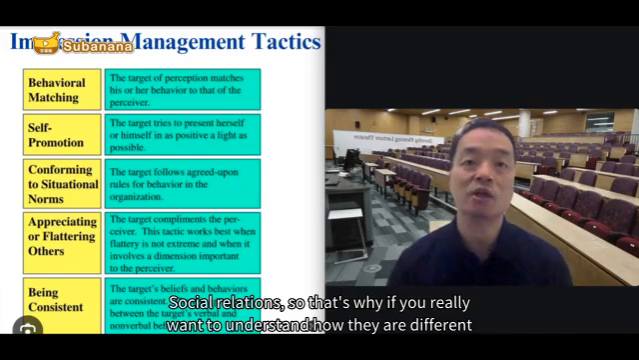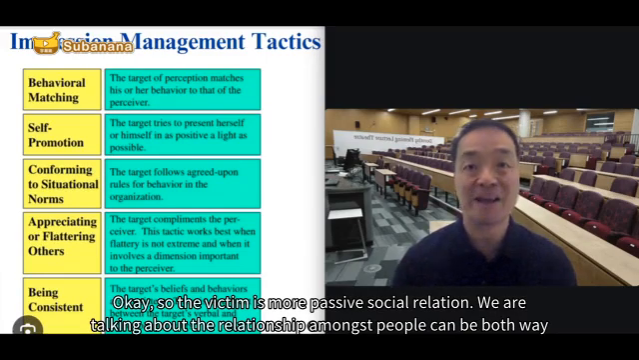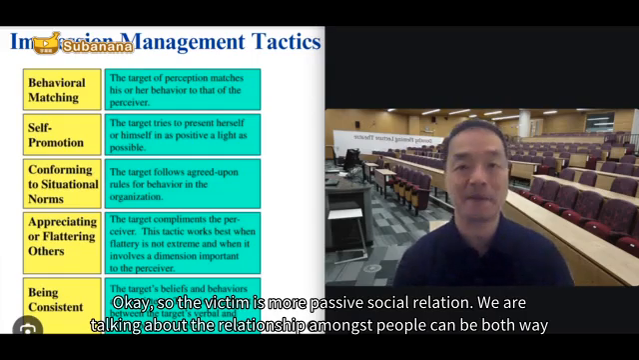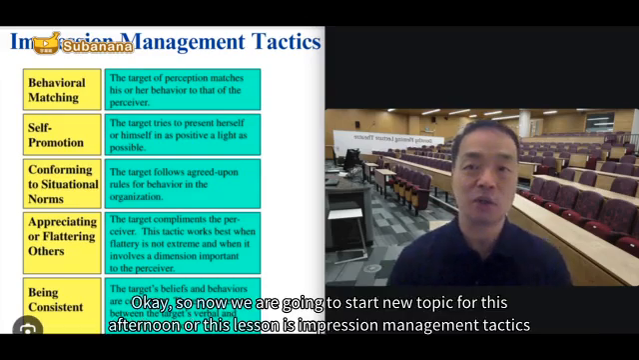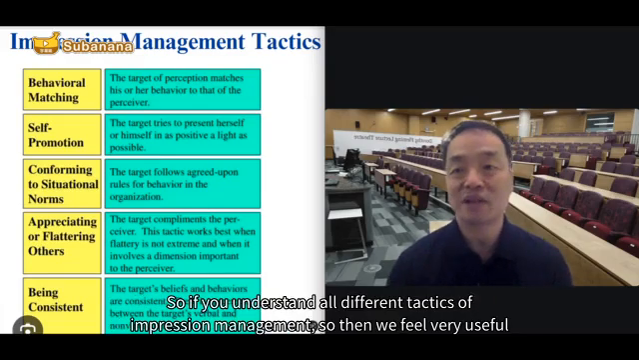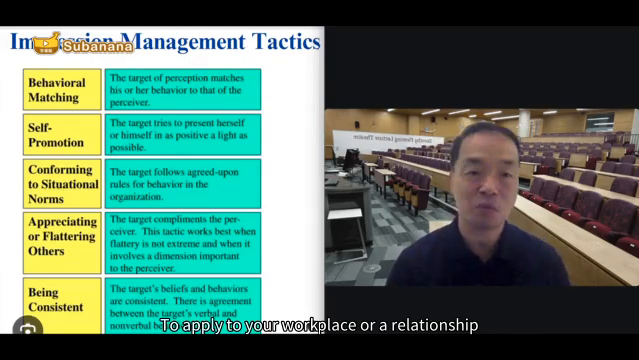So if you really want to understand how they are different, please consider the focus. Social influence talks about one way, so the victim is more passive. With social relation, we are talking about relations among people that can go both ways. This is what you have to understand. Now we are going to start the new topic for this lesson, impression management tactics. If you understand all the different tactics of impression management, you will find them very useful to apply to your workplace or relationships.